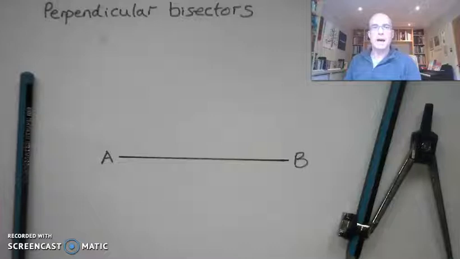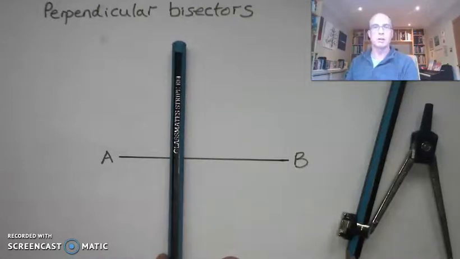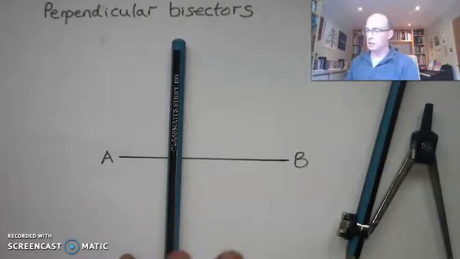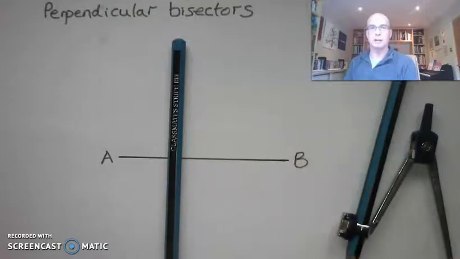Okay, we're going to have a look now at perpendicular bisectors. Really fancy title for something that's not too complicated. First of all, what do I mean by perpendicular? Well, that means at right angle to. So I'm going to be drawing a line that's going to be at right angles to my line segment AB.